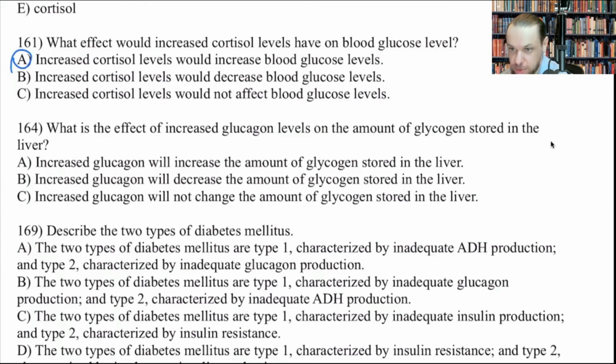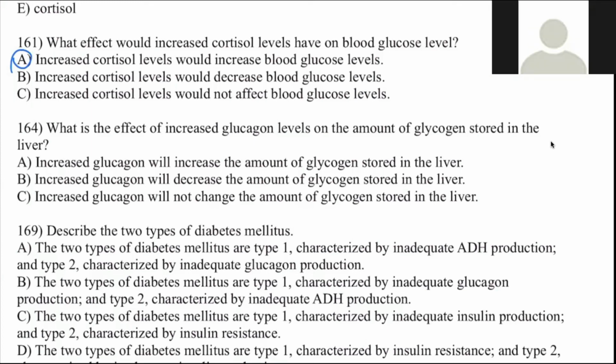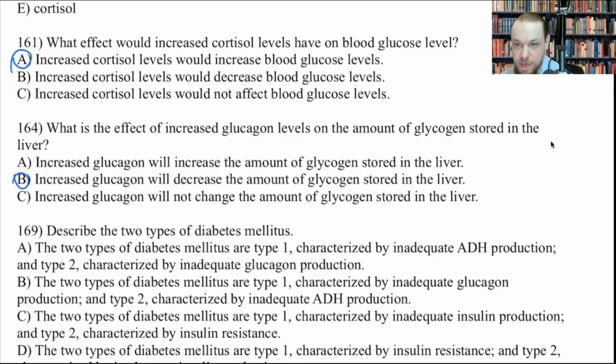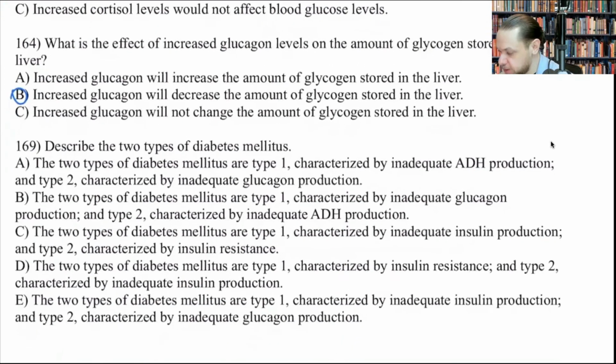164, we're going to go with Milan. What is the effect of increased glucagon levels on the amount of glycogen stored in the liver? That would be B. Glucagon will decrease the amount of glycogen in the liver. Yeah, because the moment we give glucagon, it's going to break up glycogen, chop up glycogen. And we need that chopped up glycogen because it's going to be glucose, which we ideally want to utilize in the setting of hypoglycemia. So that's what we are doing.